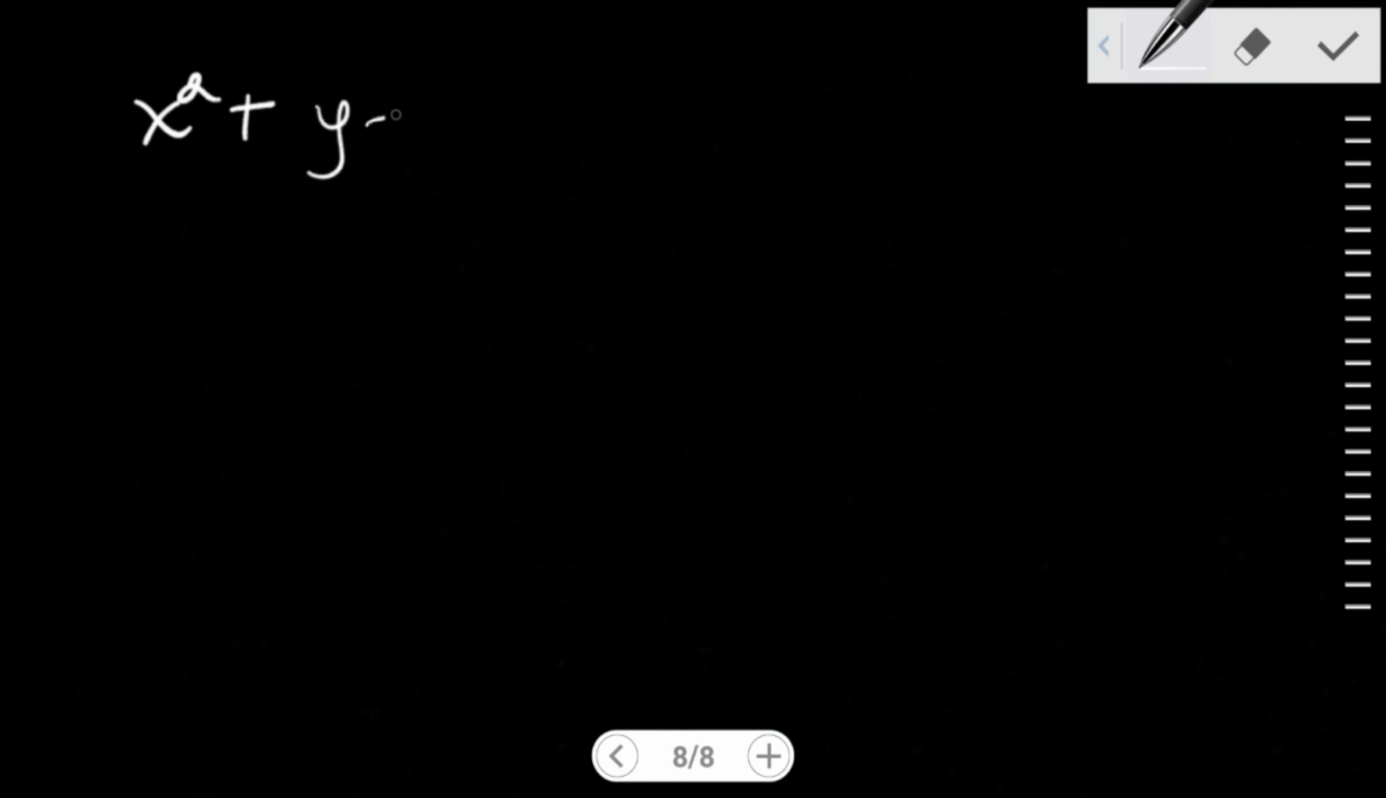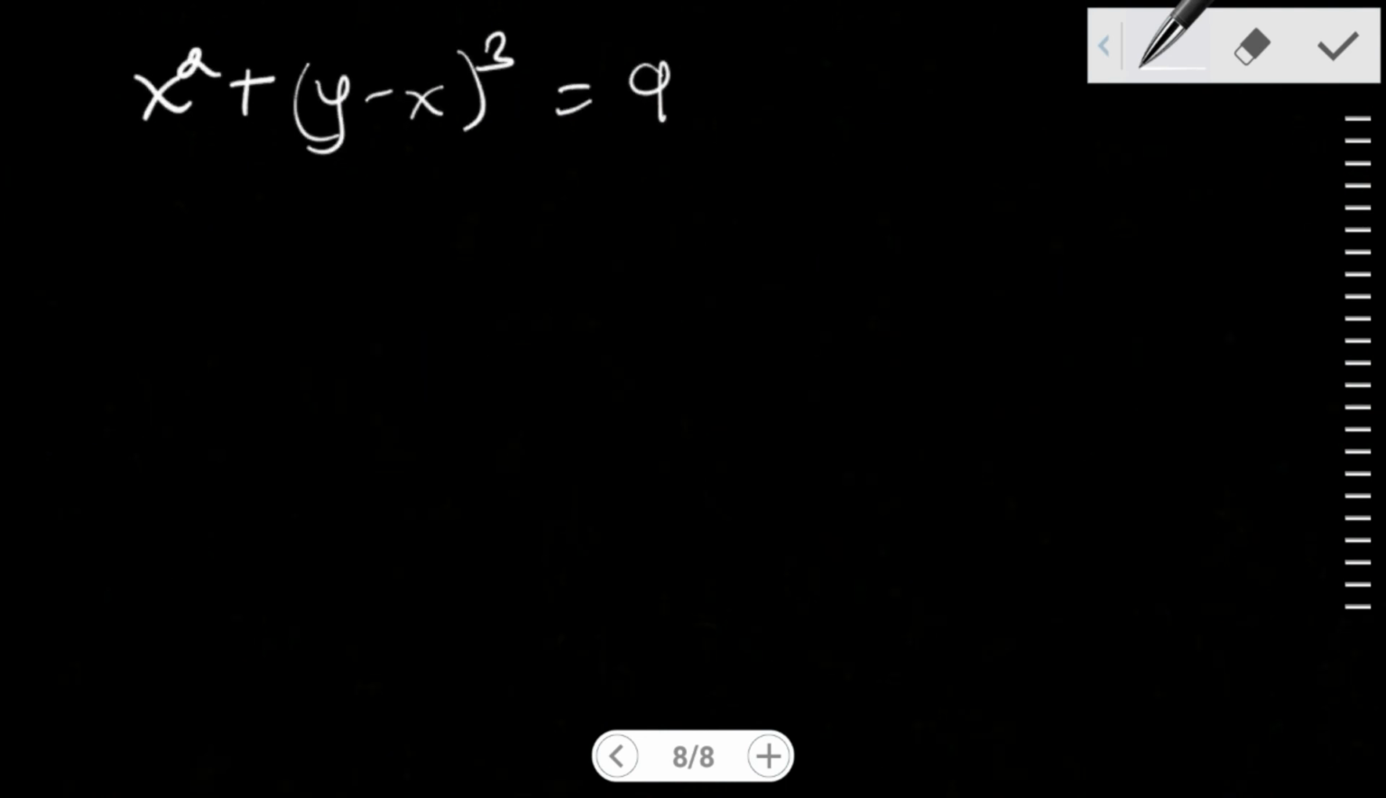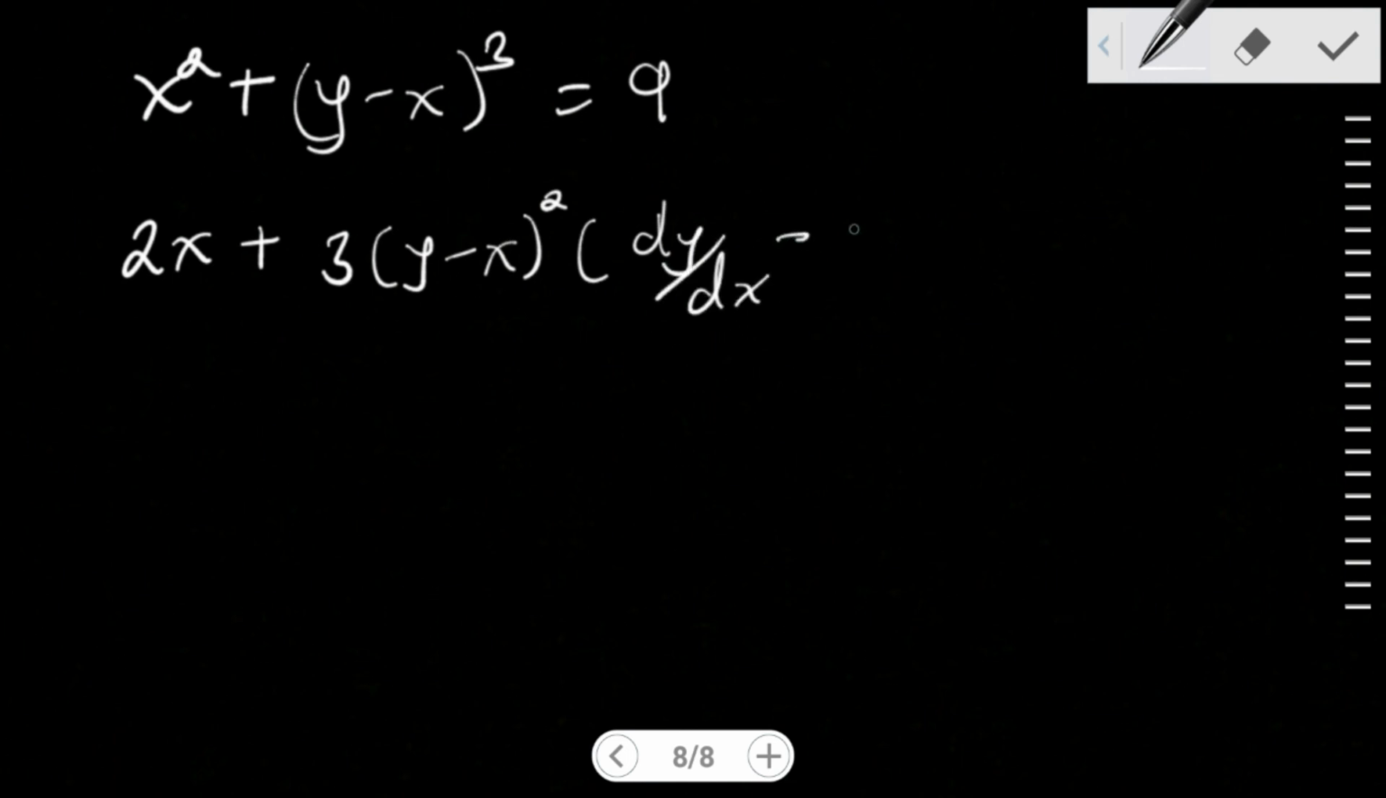Squared plus y minus x cubed equaling to 9. So what I'm going to do here, this is going to be 2x plus 3 into y minus x, this is going to be then into dy dx minus 1. Close this, and this would be equals to 0.